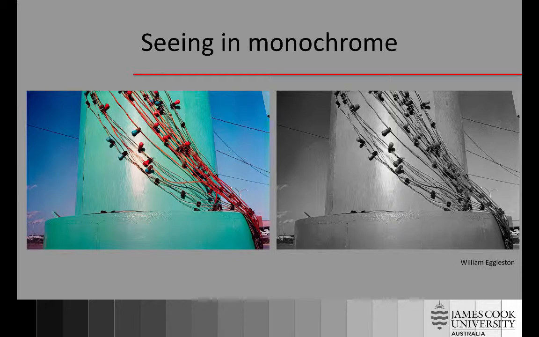So you learn to see in monochrome by understanding how colors actually convert. How does a red look in black and white? How does this green look in black and white, or when the color's stripped out? And what happens to the blue sky? And we'll go into this in a minute.